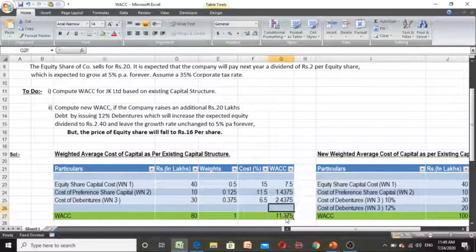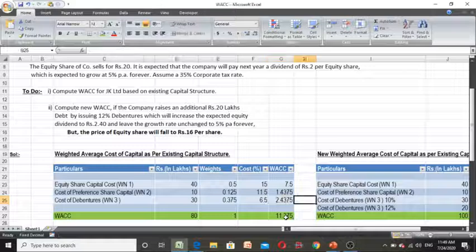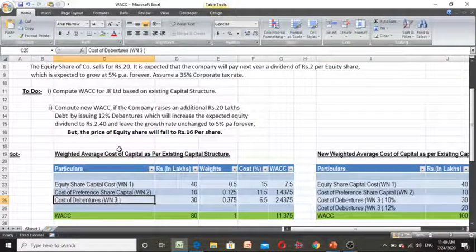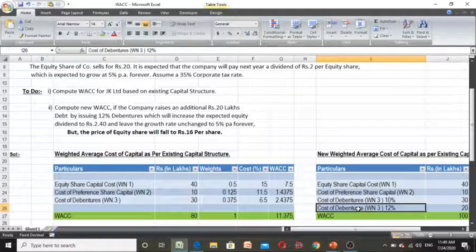Now, the second part of the question says find the new WACC, which means the WACC adjusted for the new capital structure. Alright. So what does the new capital structure add? It only adds one thing, that is 12% debentures. In my previous existing capital structure, there were only 10% debentures, but now the question is saying that the company is raising an additional 20 lakhs by issuing 12% debentures. So what we do is we just add this one row over here, cost of debentures for 12%. Alright, all the rest of the things are going to remain the same.